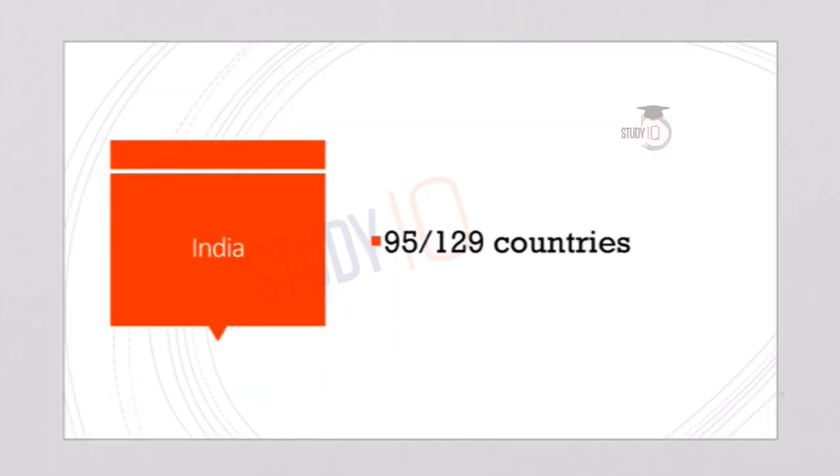Now let us come to the case of India. The rank of India is 95 out of 129 countries. So a total of 129 countries were analyzed and the rank of India is 95th.